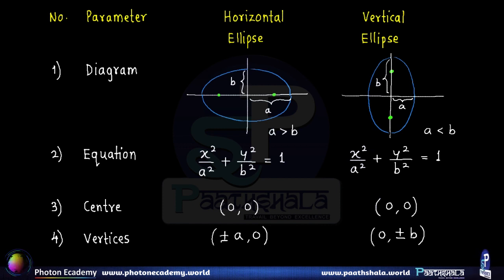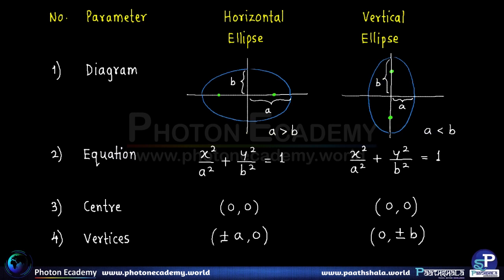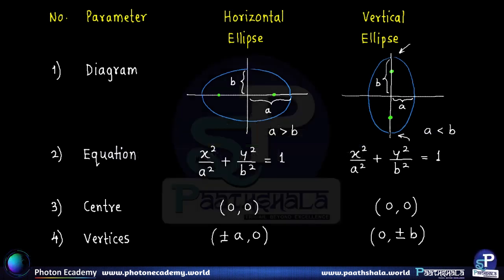Now the vertices, if you observe, for the horizontal ellipse they are plus or minus A, 0, whereas in case of vertical ellipse they will be 0, plus or minus B. So that means in case of vertical ellipse, the vertices will lie on the y-axis themselves. You see how the terms are merely interchanged between the two orientations. Let's go ahead.